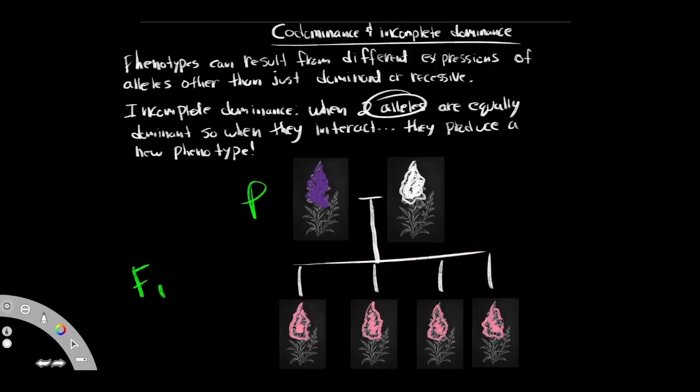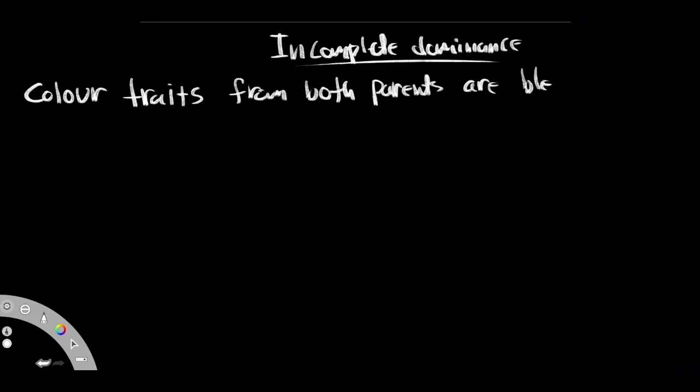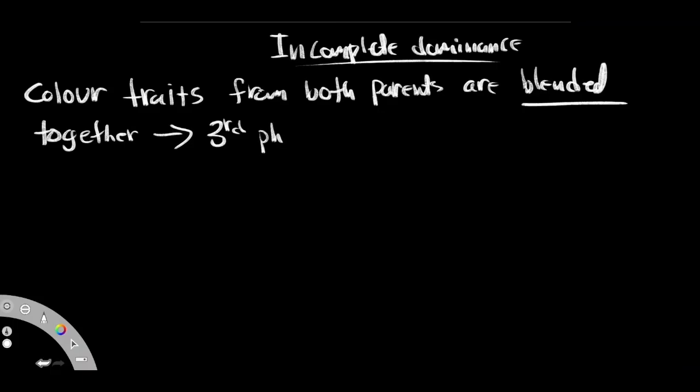Why do you think this was the case? The color traits, because we just looked at an example about color, right? So the color traits from both parents are blended together. Okay, so that's the important term. They are blended together to produce a third phenotype. Obviously, this means to produce, to yield, okay? Despite only 2 alleles existing.